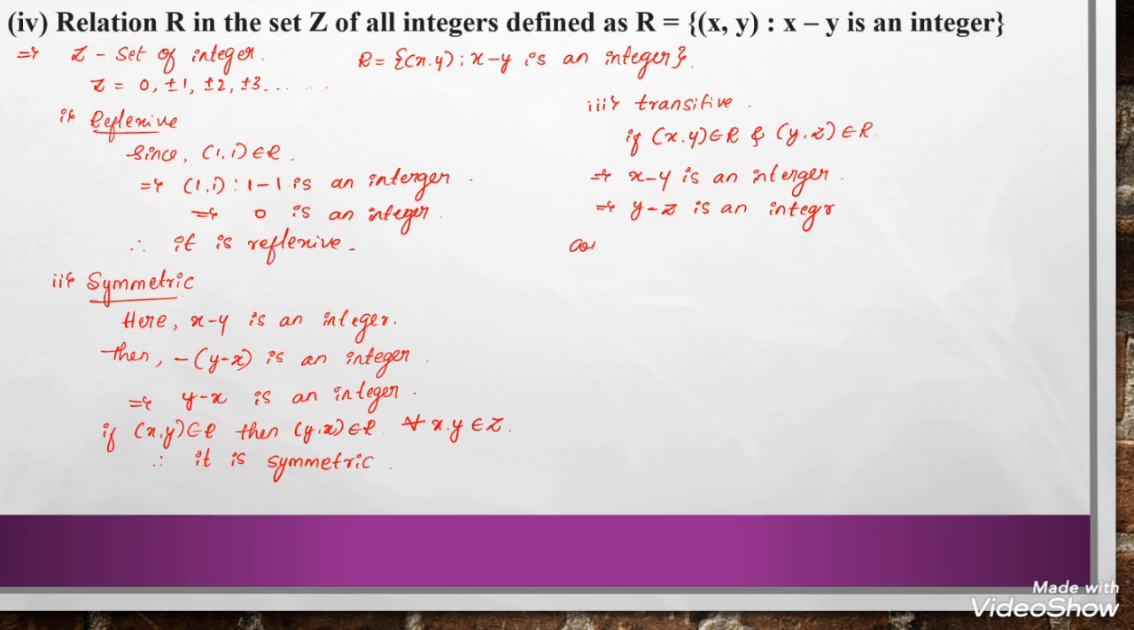While combined together, we will get x minus y plus y minus z is an integer, because adding both integers, again we will get an integer. Here, y plus y cancelled, we will get x minus y is an integer.